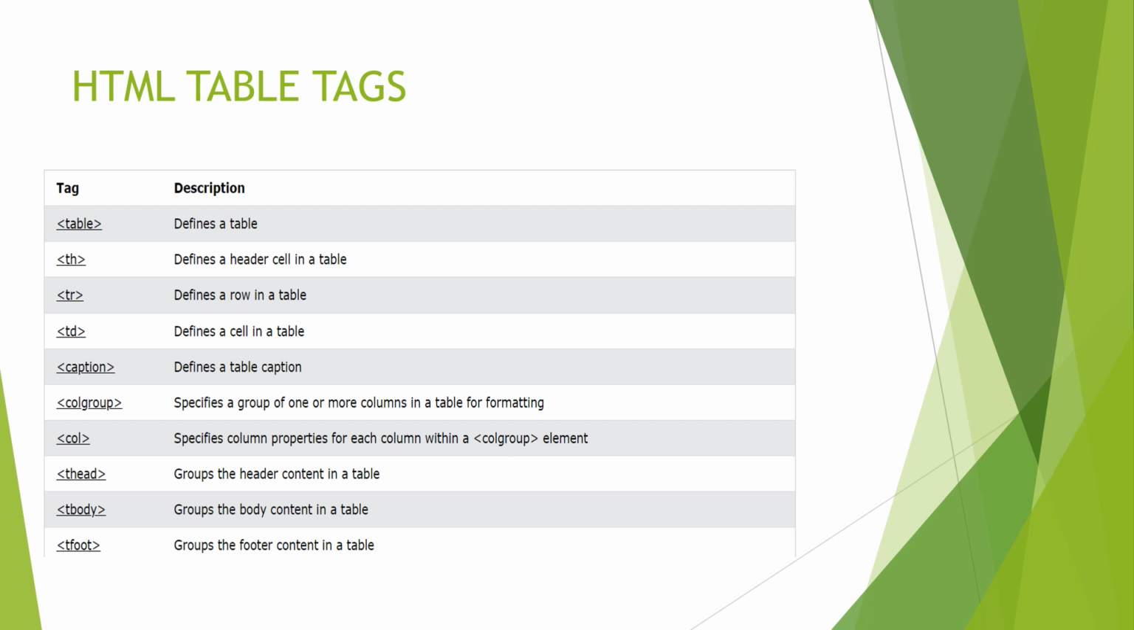The table tag defines a table. The th tag defines a header cell in a table. The td tag defines a cell in a table. The tr tag defines a row in a table. The caption tag defines a table caption, and there are many other HTML table tags.